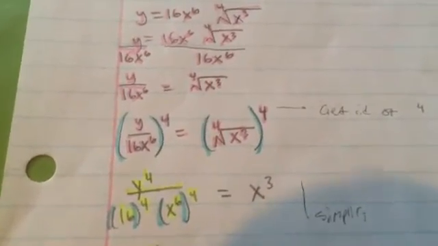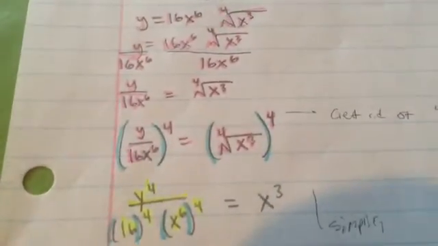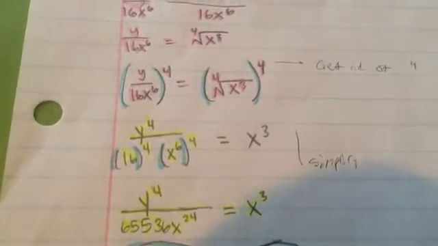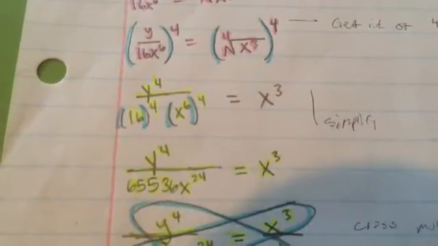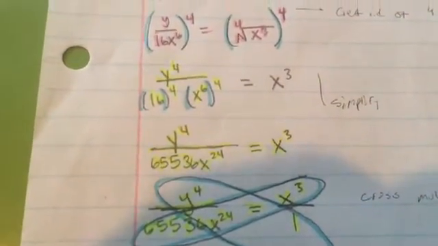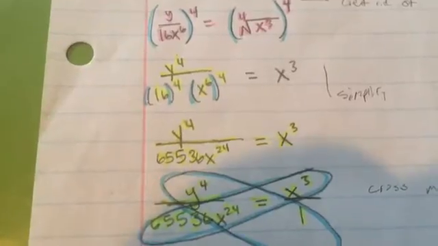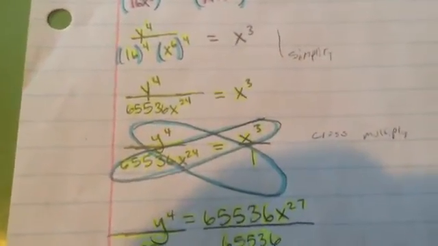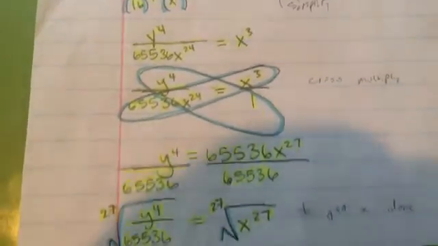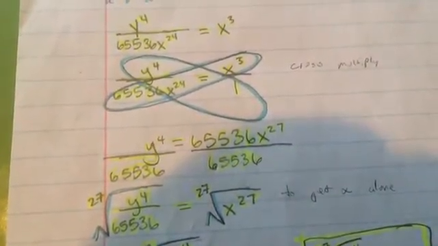And in order to get rid of this 4 right here, we want to put both of these in parentheses so they cancel out. The next thing we're going to do is simplify that to get this equation. Once we multiply those two, we get y to the 4th over 65536x to the 24, which equals x cubed. To simplify this even further, we want to cross multiply. So we get y to the 4th equals 65536x to the 27th.